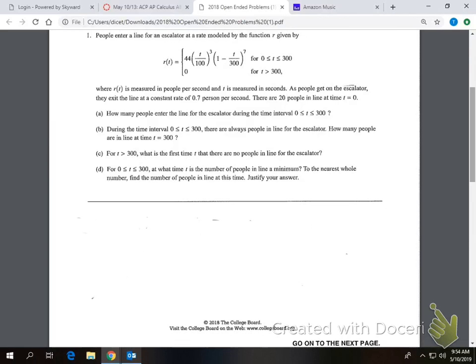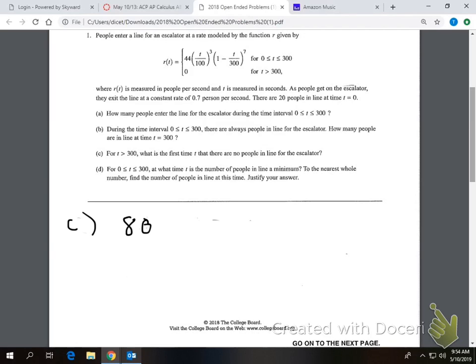It's even better. All right, C. When time becomes greater than 300, what is the first time t that there are no people in line for the escalator? So see how we immediately become nothing's entering once we hit 300, right? Now what did we just say? How many people total? What did we just get for answer B? 80. So I have 80 people.